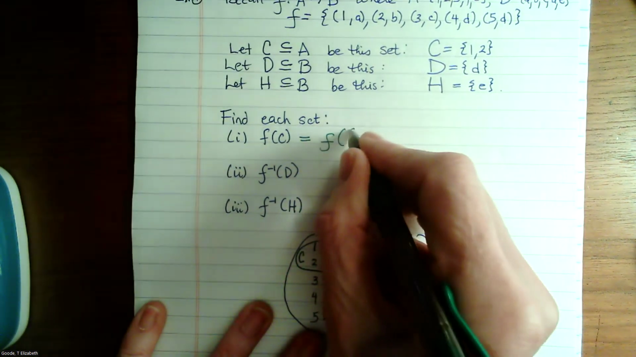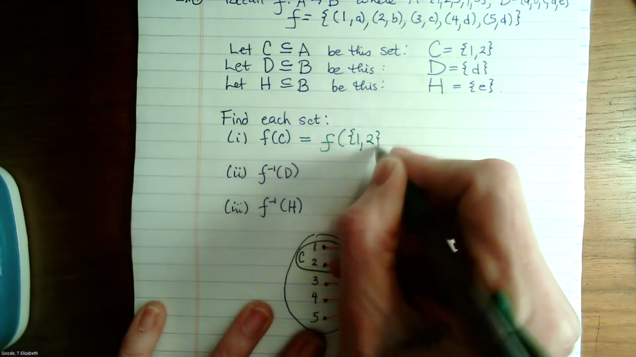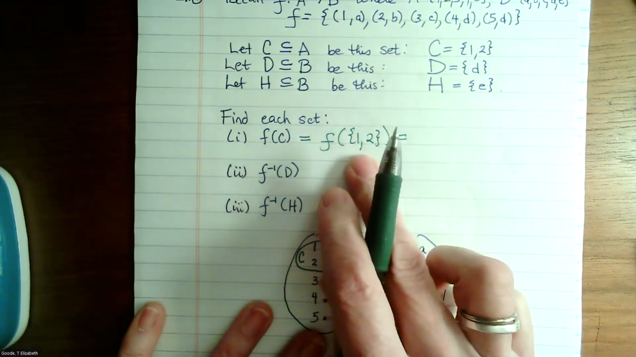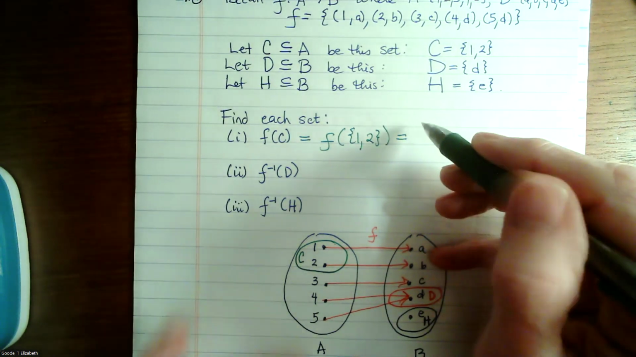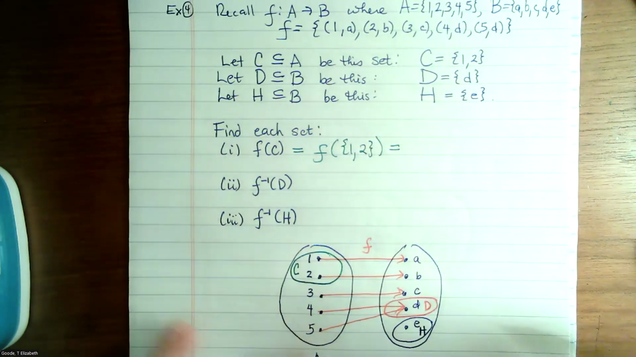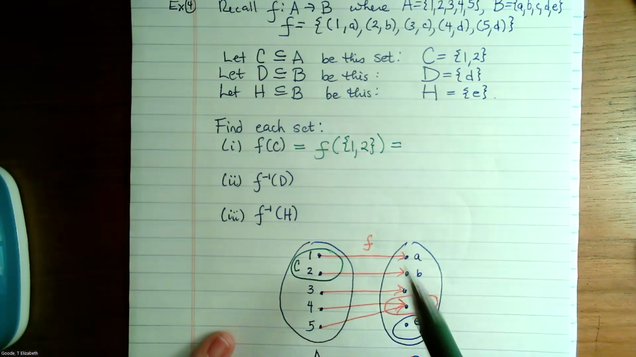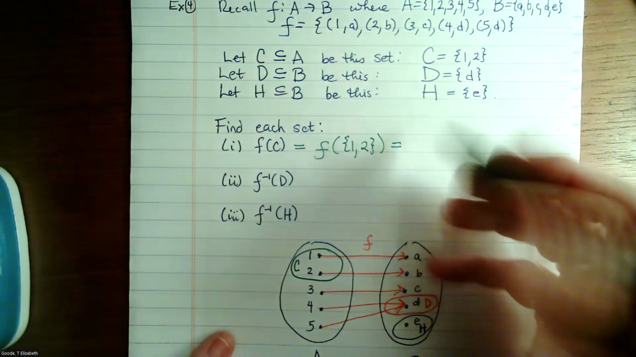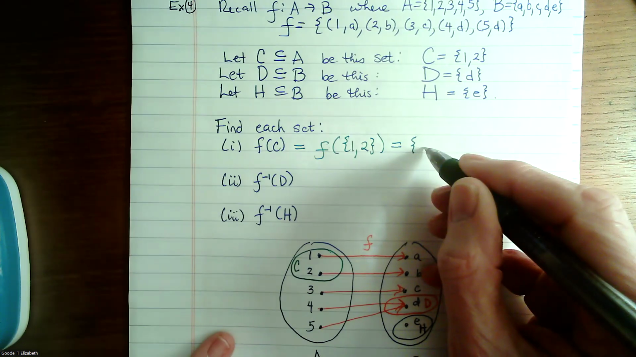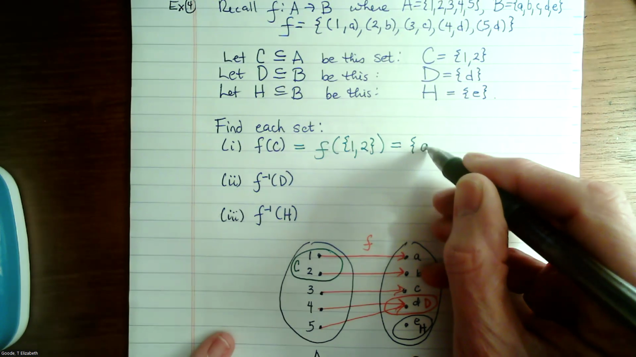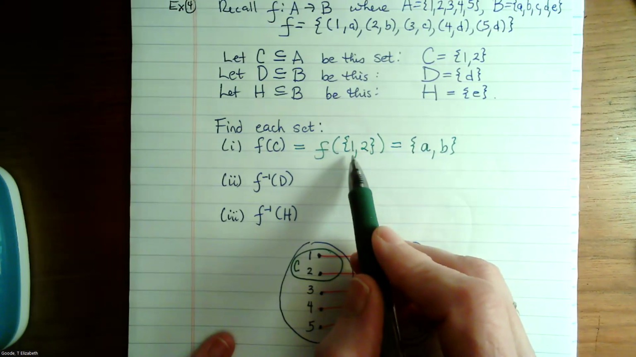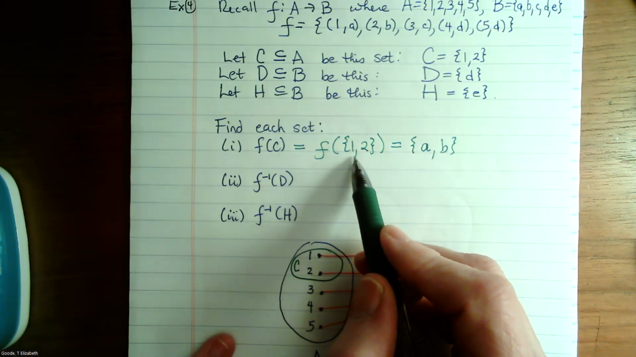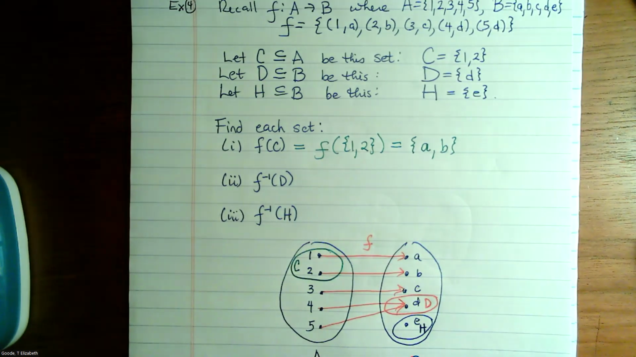This is f of the set containing 1 and 2. So what is going to be f of c, folks? You can see it in the picture, or you can see it with the algebra. 1 maps to A and 2 maps to B. It's just going to be the A and the B, because f of c is a set of y coordinates. Let's take one more look at the definition.